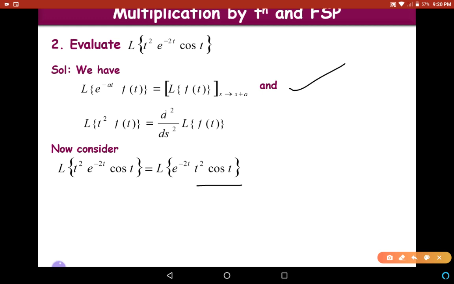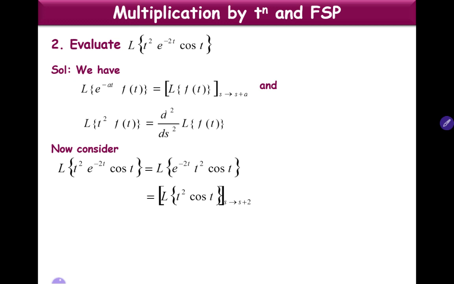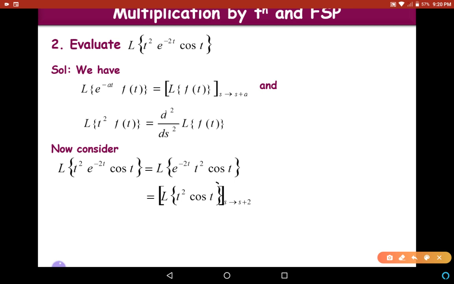So using this first shift property, this becomes L of t square cos t, where s is replaced with s plus 2. Now we first evaluate this internal Laplace transform, and then we replace s with s plus 2. So now we need to evaluate L of t square cos t. Using this property we do that.